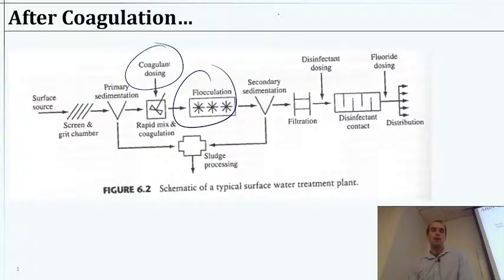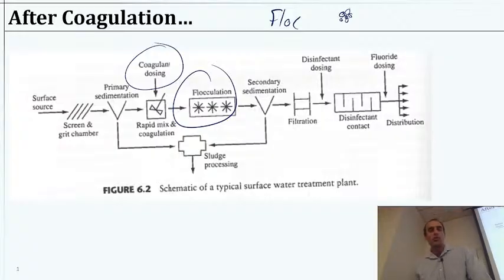A floc, F-L-O-C, is a small particle that is comprised of smaller particles. So this is just a small aggregate. Almost like a flock of birds, except more like a flock of turds. Okay, sorry. And that would be for wastewater.